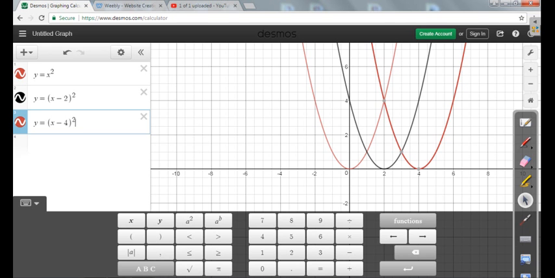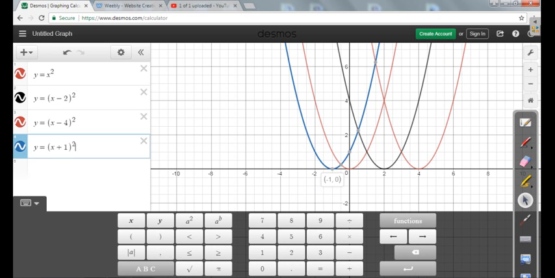Can you guys tell me what the next one is? x plus 1 squared. So what do you guys think this is going to be? 1 to the left, and it's going to be negative 1, 0. That's correct. So we call this a horizontal shift, 1 unit to the left.